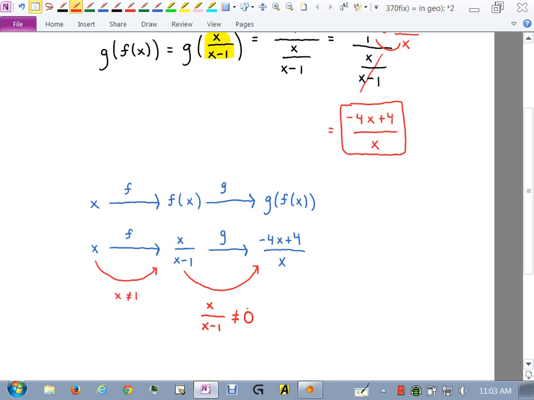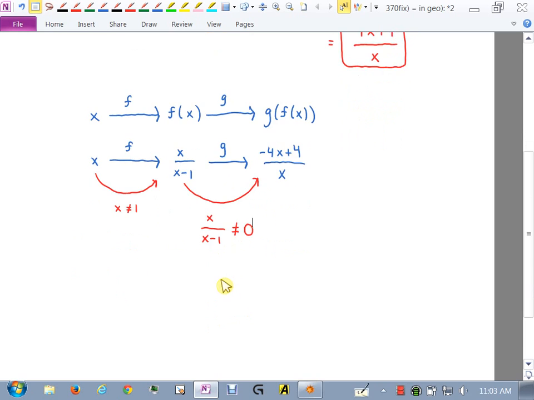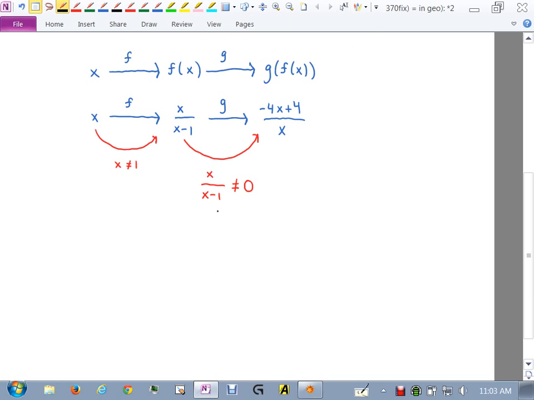Does that make sense? And now to figure out when this happens, I actually ask myself the opposite question. If I want to know when something can't be something, then let me find out when it is, and then I'll just throw that answer out. So when is x over x minus 1 equal to 0? So how do we solve this equation? We're going to try and get rid of all fractions. So how about multiplying both sides by x minus 1? Okay, that'll clear the fractions on both sides of the equation.